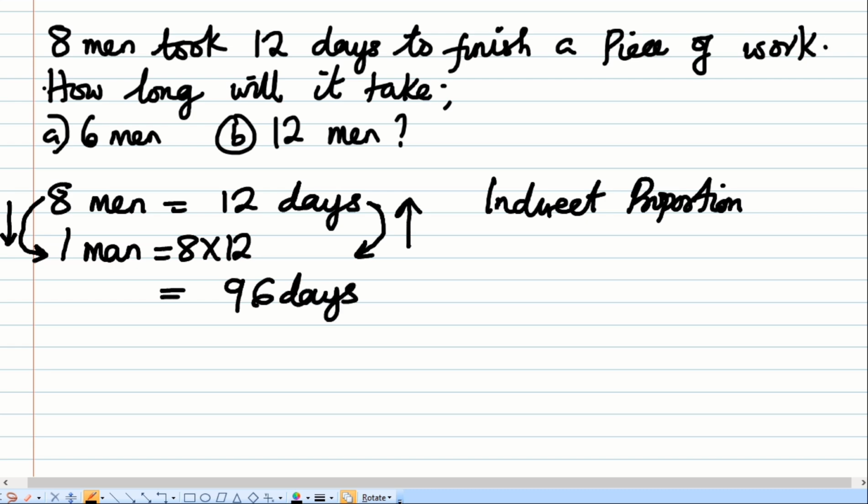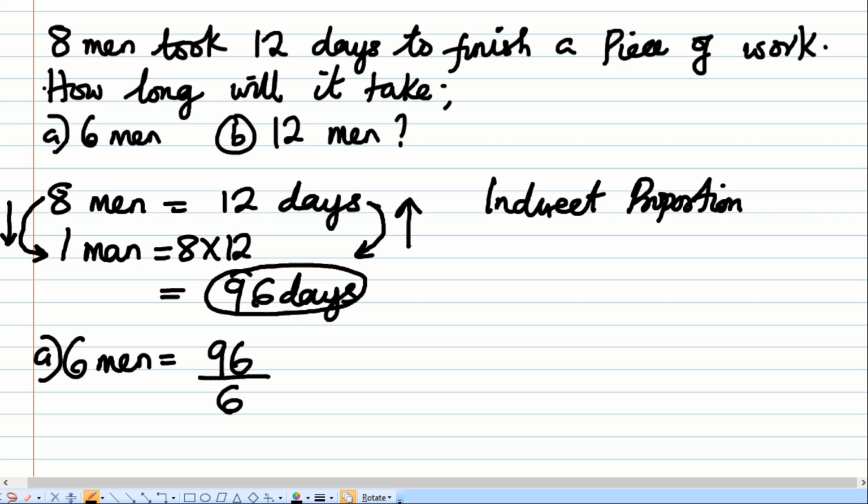Now, if you can find the unit, that's the important thing about this method, is that once you have found the constant of proportion, you can just get the rest at the same time. So 6 men, well, the 6 men are going to share the 96 days among themselves, right? So it's going to be 96 over 6. Now, see, once you get this value, forget about the 12 days and the 8 men that were given to you initially. It's as though they give you these values first in the question. So for you to find the constant, this is what we call the constant. So that 1 man is 96 days.